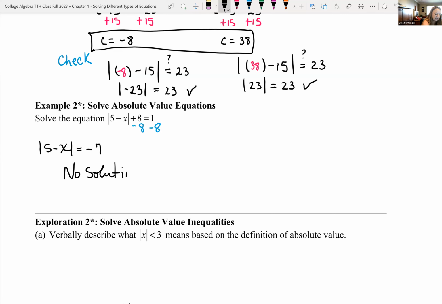If you didn't see that and you had rewritten that as equal to the positive and the negative side and solved, when you had gone back to check, you would have seen that your answers did not work.